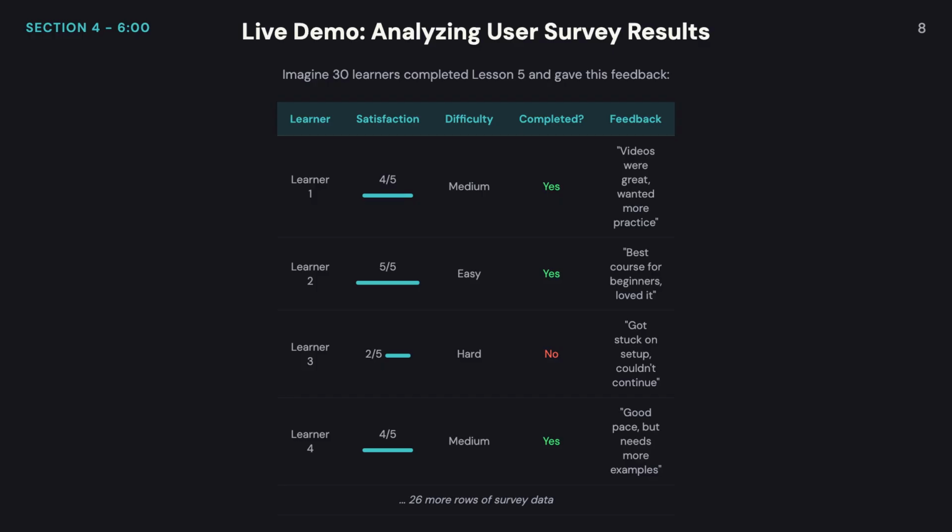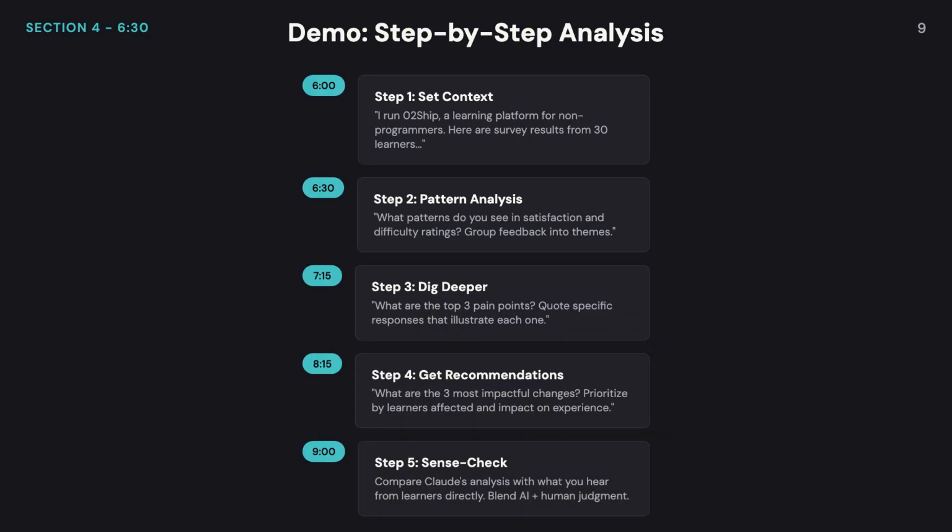What are the top 3 pain points mentioned? Quote specific responses that illustrate each one. Asking Claude to quote specific responses shows you the evidence behind its analysis. Now the big question. Based on this analysis, what are the 3 most impactful changes I should make? Prioritize by how many learners are affected and how much it would improve their experience. I went from raw survey data to 3 specific prioritized improvements with evidence backing each one. This would have taken hours manually.